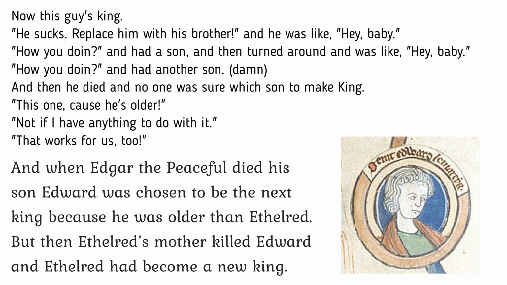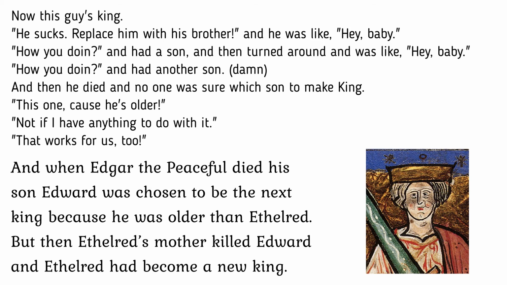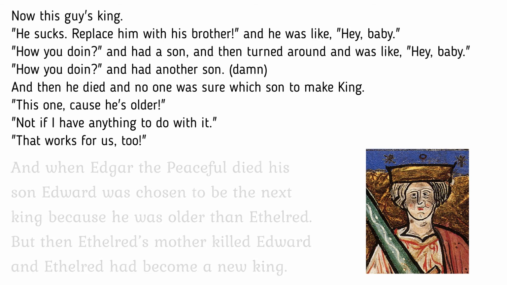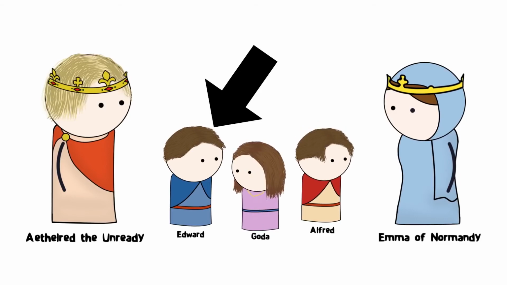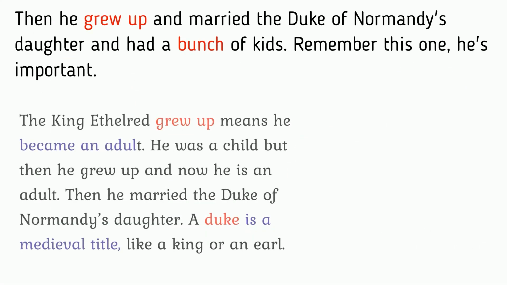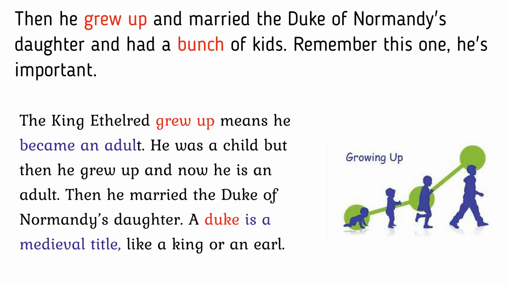And when Edgar the Peaceful died, his son Edward was chosen to be the next king because he was older than Ethelred. But then Ethelred's mother killed Edward, and then Ethelred became a new king. Then he grew up and married the Duke of Normandy's daughter and had a bunch of kids. Remember this one. He's important. The king Ethelred grew up means he became an adult. He was a child, but then he grew up and now he is an adult.